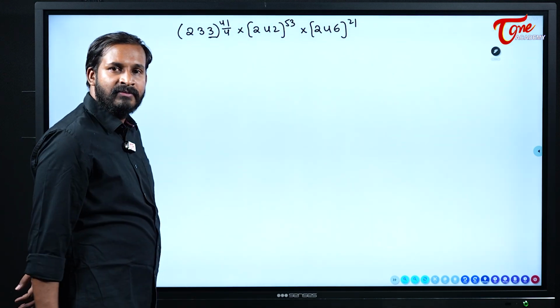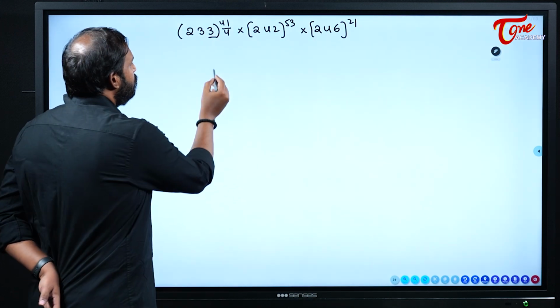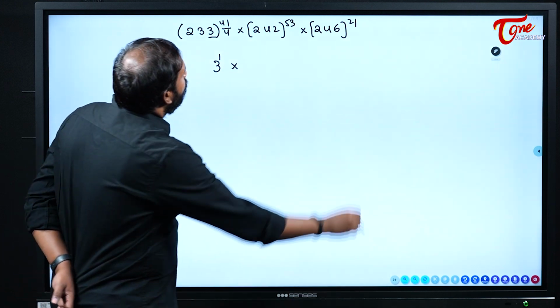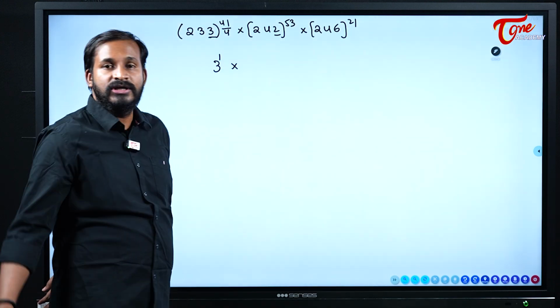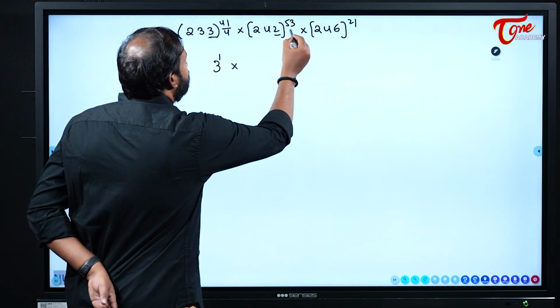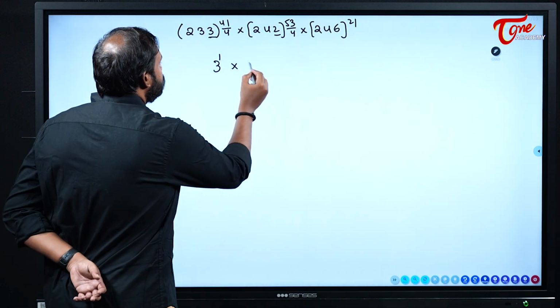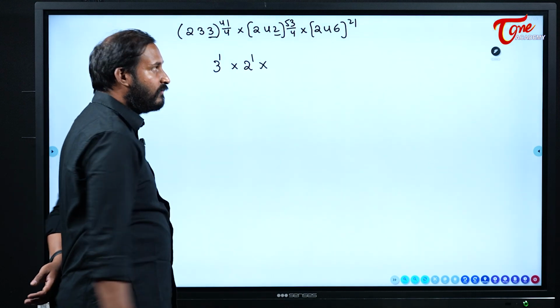41 by 4, what is the remainder I will get here? 1. So 3 to the power of 1 I need to take. For 2, how many chances will I have? Same as usual, for 2 also I have 4. So I will divide the power with 4. 53 by 4, what is the remainder? I will get 1. So I need to write the unit digit of 2 to the power of 1.